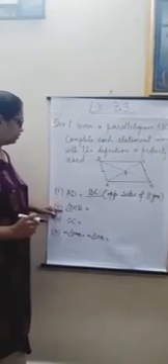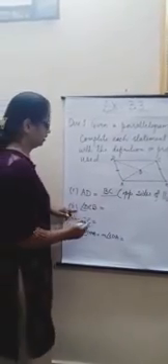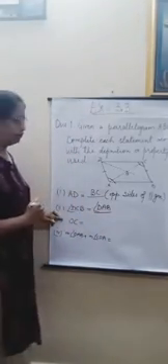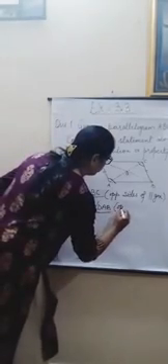Now see the second one, angle DCB. Look here, where is angle DCB? This is the angle DCB. So what will be the opposite angle? Angle DAB. So you can see that DCB is equal to opposite angle DAB of a parallelogram. So you can write here opposite angles of a parallelogram.